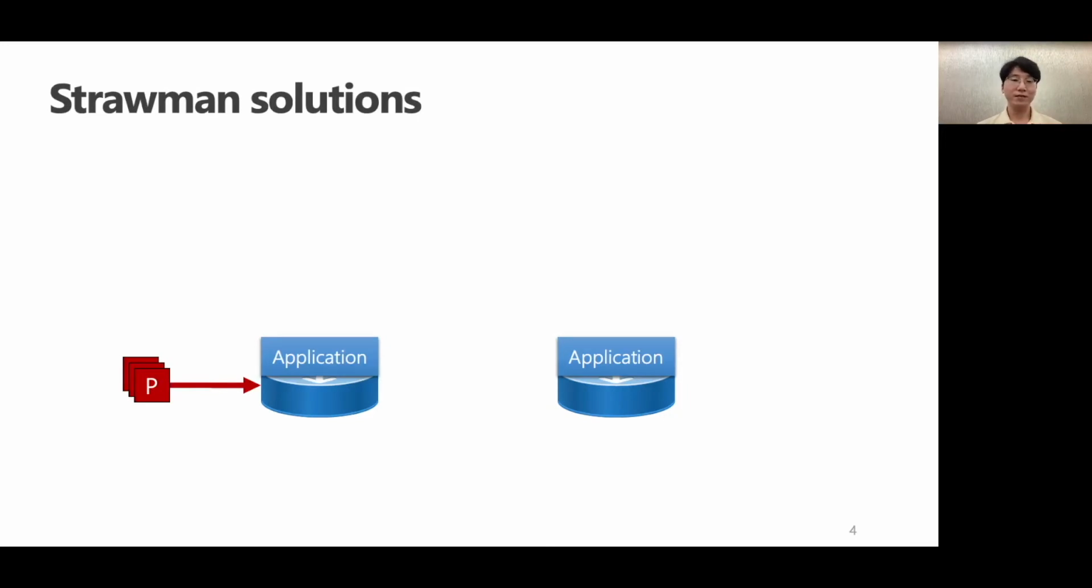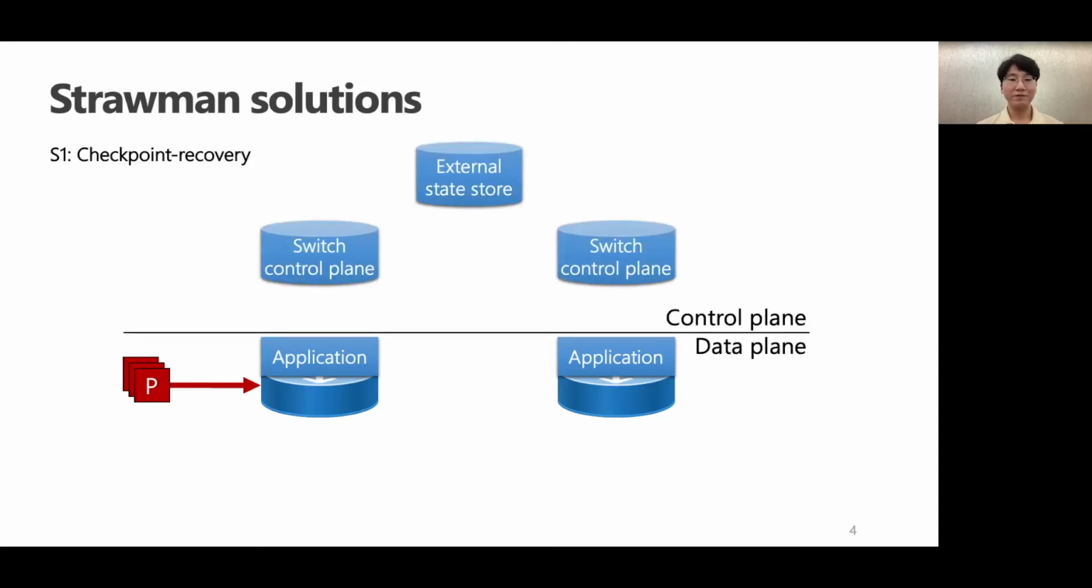So, how to make in-switch applications tolerant to switch failures? Since fault tolerance is a well-studied area in traditional server-based systems, we've looked at existing fault tolerance mechanisms to see if we can apply them to the in-switch applications. In this example, there are two switches and one is the backup for the other. We first try to adapt checkpoint recovery mechanism through the control plane and the external state store. When a packet arrives and updates the state, it periodically takes a snapshot and transfers it to the external state store, and populates the recorded snapshot for recovery when a switch fails.